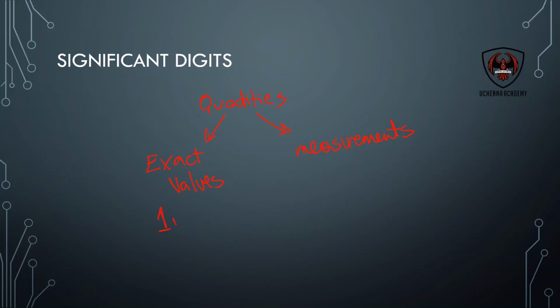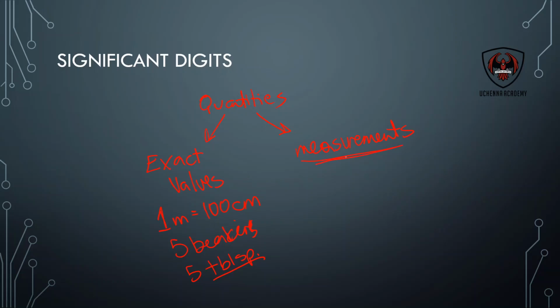The exact values are something like defined quantities. Let's say 1 meter is equal to 100 centimeters. We know that that's true. That's a defined quantity. Exact values also include counted values, something like 5 beakers that I need in order to complete a science experiment, or in order to make my lunch, I need 5 tablespoons. Tablespoons, I don't know how to short form it.